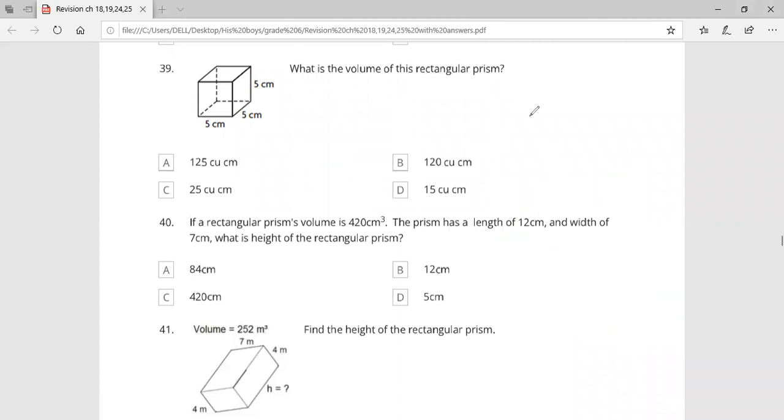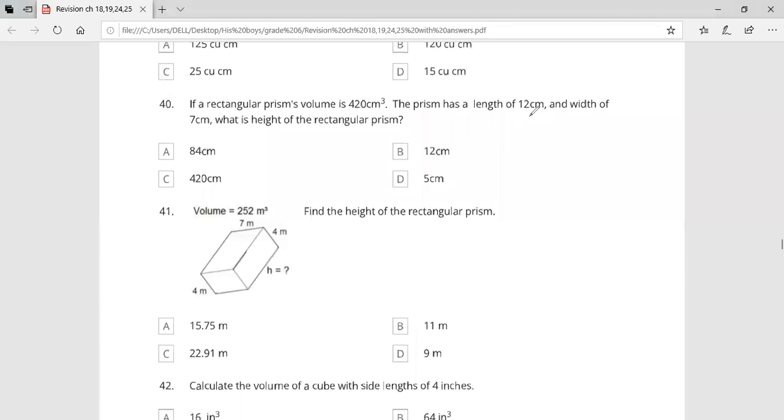Okay, the next one. Here is number 41. You know this, here is the height, the same, and here is the width, because they are opposite, and here is the length. As we said, volume equals length multiplied by width multiplied by height. Here the volume is 252, and the length is 7. The width, don't repeat the 4, don't say 4 multiplied by 4, because here is width and width. Multiply by 4 multiply by h.